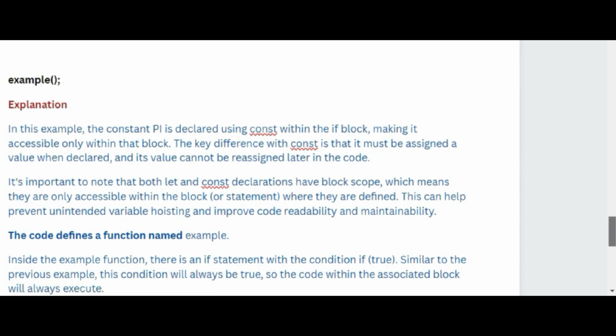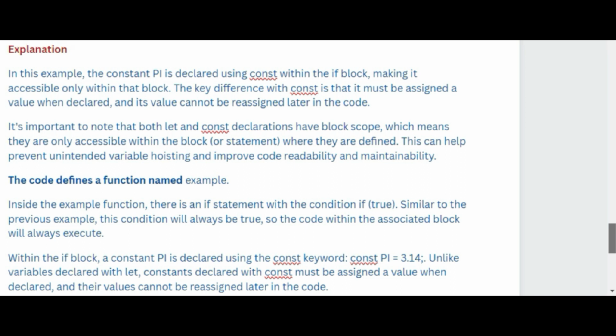Example, right? Explanation: in this example, the constant pi is declared using const within the if block, making it accessible only within that block. The key difference with const is that it must be assigned a value when declared, and its value cannot be reassigned later in the code. It is important to note that both let and const declarations have block scope, which means they are only accessible within the block or statement where they are defined, and this can help prevent unintended variable hoisting and improve code reliability and maintainability.